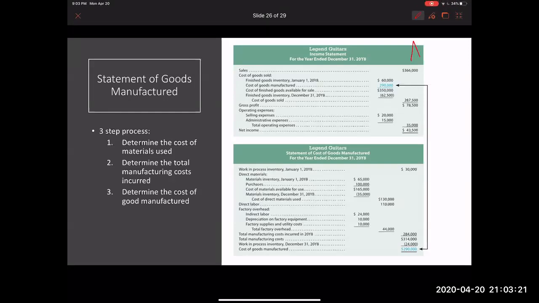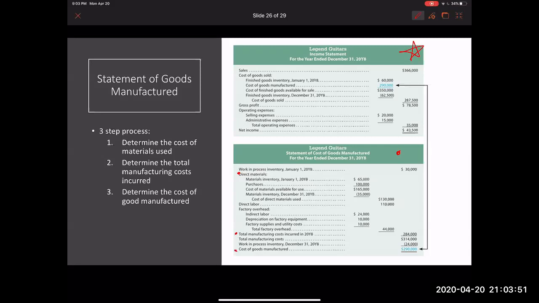remember, our goal is to create the income statement, but first we need to do the statement of cost of goods manufactured. So our first thing is to determine the cost of materials used. That is direct materials, right? And then we need to determine the total manufacturing costs incurred, which is here. And then we can determine the cost of goods manufactured, which is here.